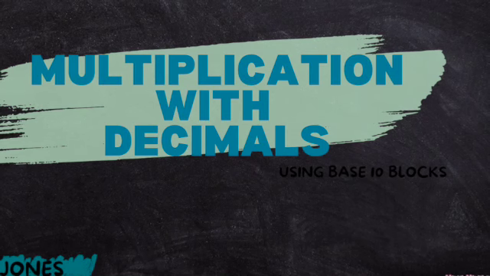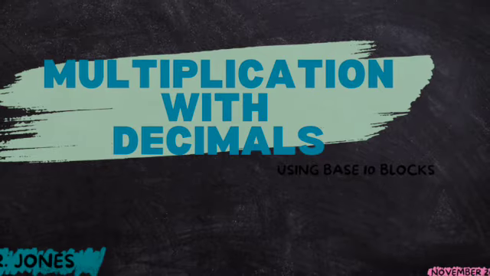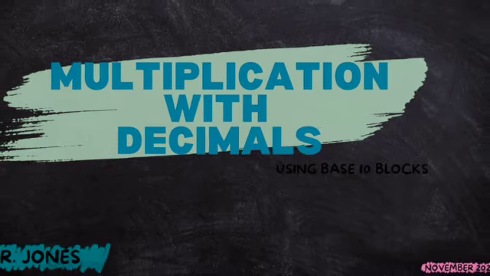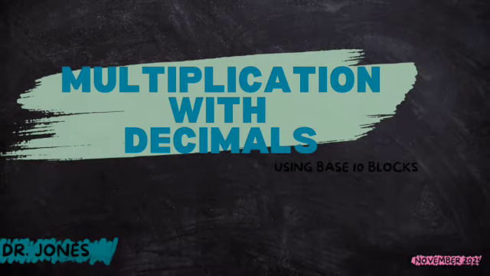When we think about multiplying with decimals, we want to use the same concepts that we use for multiplying with whole numbers. And so that means that we are going to think about the number of groups multiplied by the size of the group will give us the product or the total. So let's start with a basic problem with decimals.